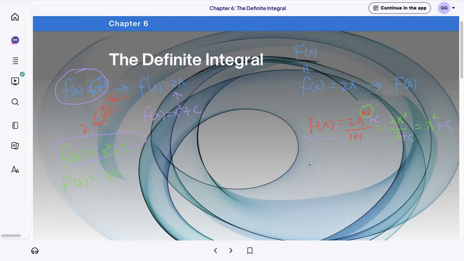So that's it. That's anti-differentiation for polynomial-like functions. We add 1 to the exponent, we divide by the new exponent, then we add c. For exponential functions it's a little bit different, but we're going to do exactly the same process. Okay, let's go to the textbook.